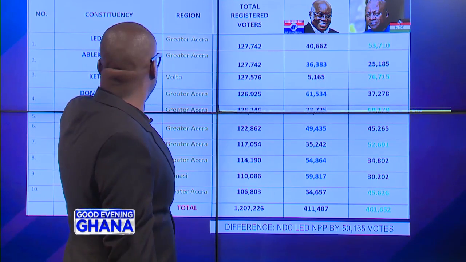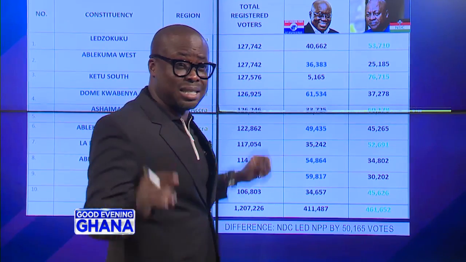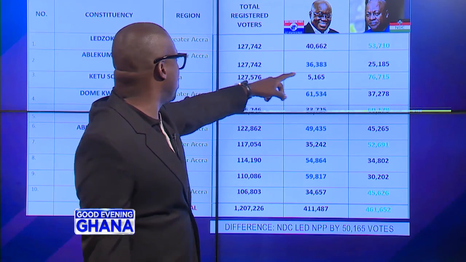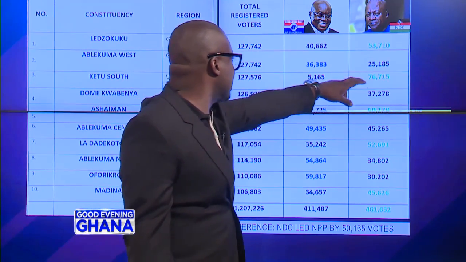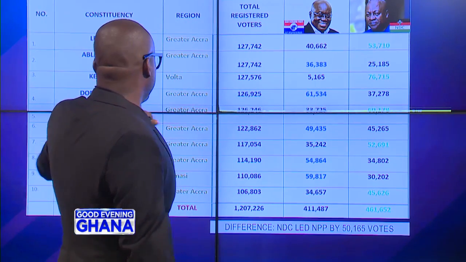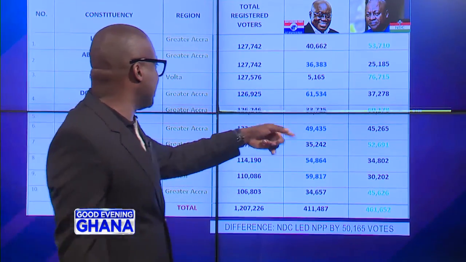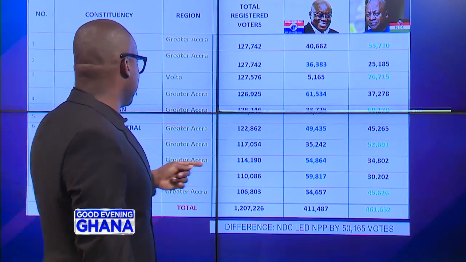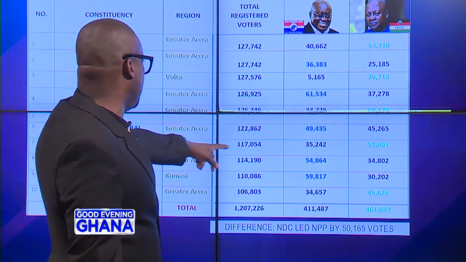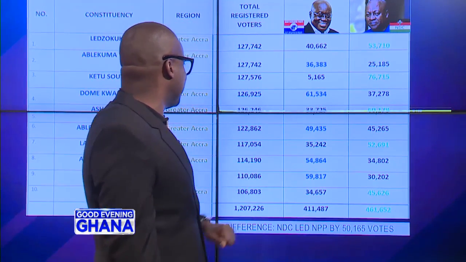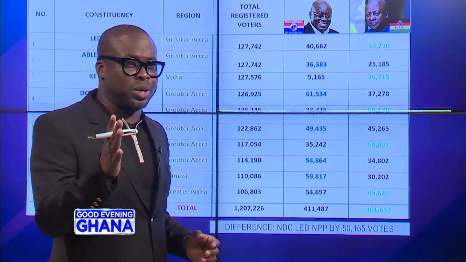Akufo-Addo loses Lejokuku. John Mahama picks up 53,000 in Lejokuku. Akufo-Addo has 40,000. That's a significant gap. And then in Ablekuma West, Akufo-Addo has 36,000. John Mahama has 25,000. In K2 South, John Mahama has 76,000. Akufo-Addo has 5,000. In Domikwa Benya, Akufo-Addo has 61,000. John Mahama has 37,000. Ashaman, John Mahama has 60,000. Akufo-Addo has 33,000. Ablekuma Central, Akufo-Addo has 49,000. John Mahama has 45,000. In Ladadekotopon, John Mahama has 52,000. Akufo-Addo has 35,000.